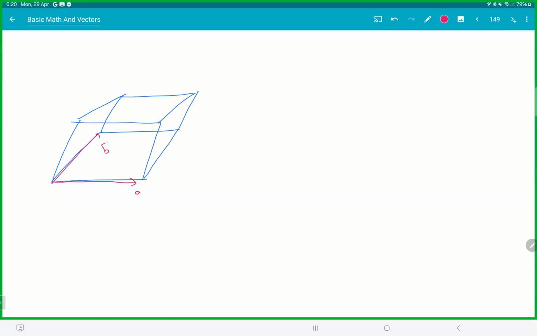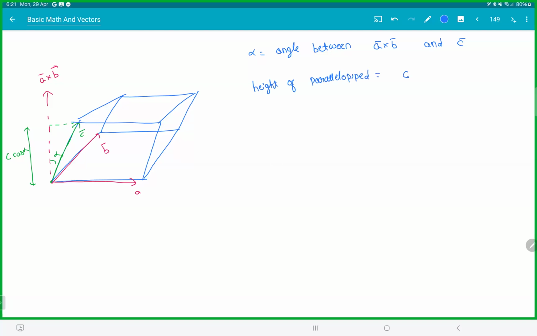So this is A bar, this is B bar. So perpendicular to them, this guy is A cross B. This is C bar and this is alpha. This would be C cos alpha. Alpha is angle between A cross B and C bar. The proof is really not that important, but I'd like to show you that. So here, height of this parallelepiped is C cos alpha. Therefore, volume is the base area, which is mod A cross B, that's your base area, into height C cos alpha. So you can treat A cross B as one vector. The C cos alpha is another thing. So this becomes A bar cross B bar dot C bar.